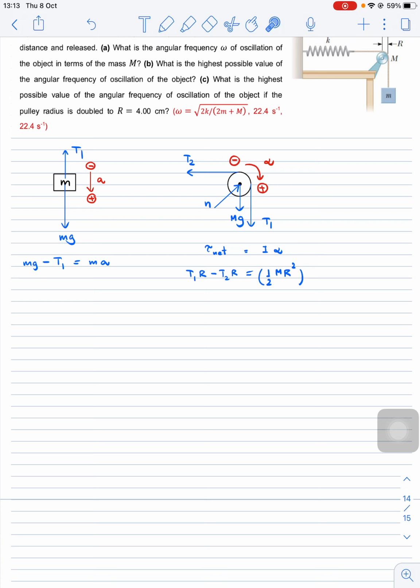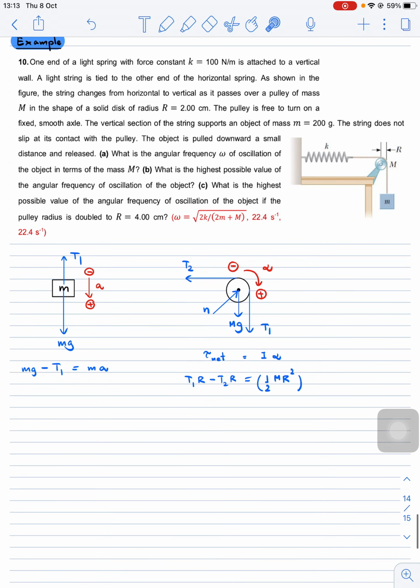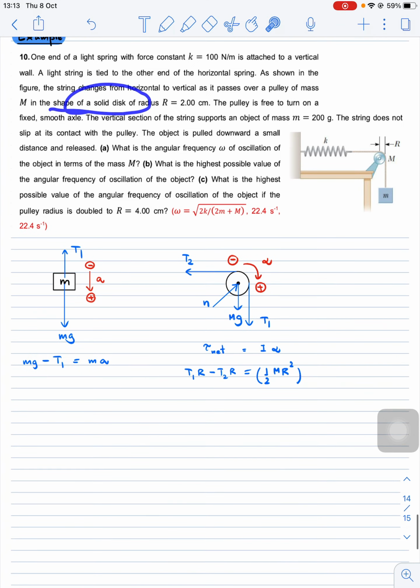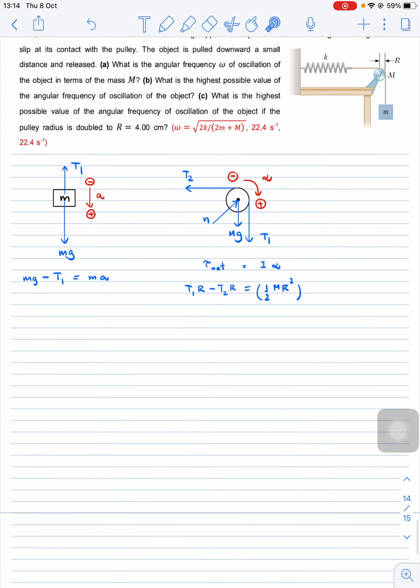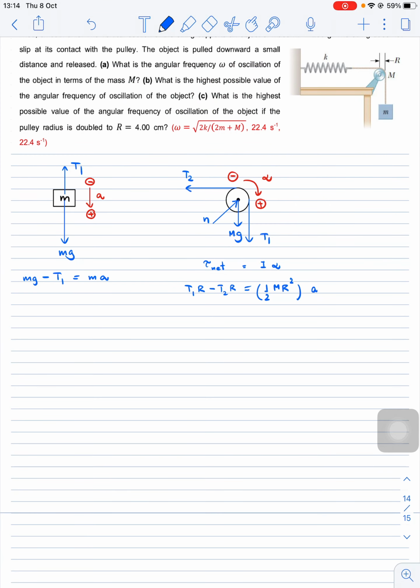Because we said that the disc, the pulley, right, has the shape of a solid disc. Okay, so the moment of inertia is 1/2 M R squared, and then finally times alpha again. So alpha is just equal to a over R, right? So now the a here is the linear acceleration.